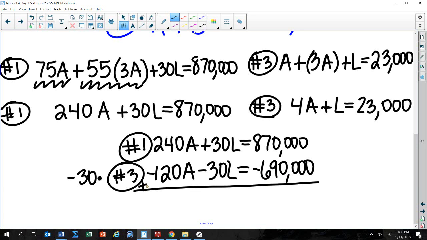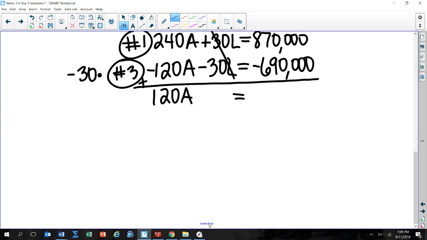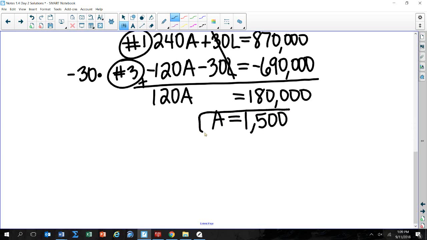So 240 minus the 120 is going to be 120 of those A's left. Here those go away. And then 870,000 minus 690,000. I have 180,000. That's what you guys got? Yeah. 180,000. And then divide both sides by 120, and we'll get what A is. What do I get for that? 1,500. Thank you. Okay, so that's how many seats there are in section A.